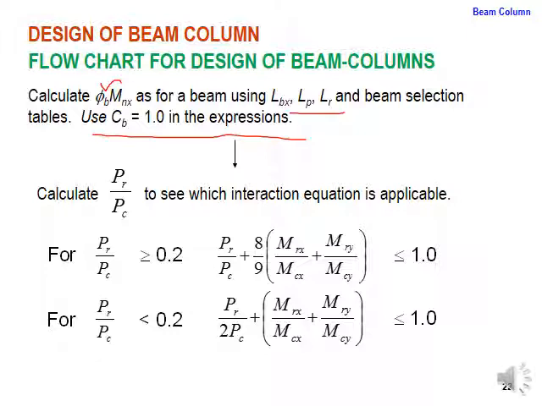Finally, to use the interaction equation, you have the condition PR over PC. If your PR over PC ratio is greater than 0.2, then you have to use the multiplier to reduce the contribution effect of the moments in the interaction equation. It will give you this answer. And if this ratio is less than 0.2, then you are going to use this other interaction equation. So you have to be very careful while selecting the interaction equation.